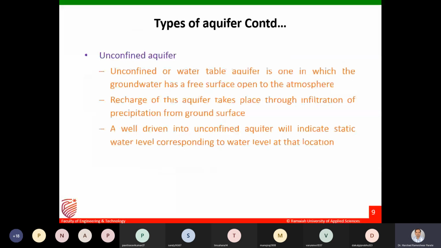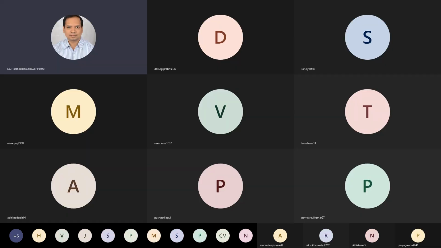Okay, now let's move to the next part of groundwater, that is well hydraulics, which we will study, and in the next class we are going to do the numerical on groundwater hydrology. I'll share the next slide. Are you able to see the next lecture number 28?